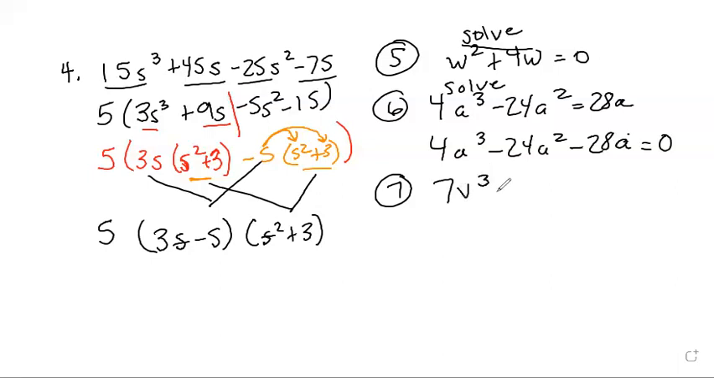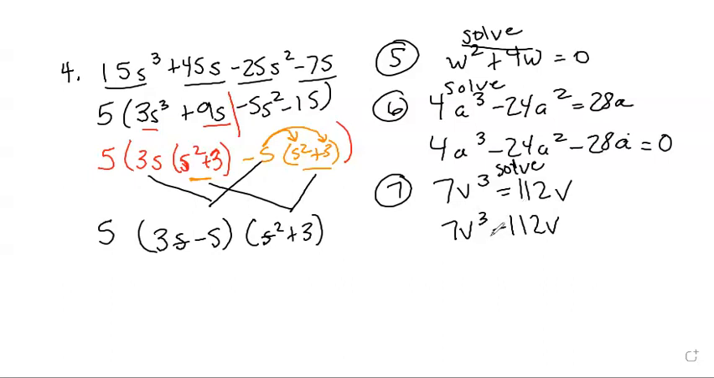7v to the third equals 112v. Can the calculator do this one if we're solving it? We're not factoring it, we're solving it. Yeah, we could do 7v to the third minus 112v. So we could use the polyroot finder under the apps and set our roots to third, the number 3, and type it in. It's going to tell us the answer.